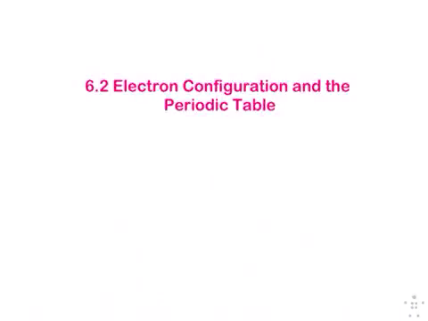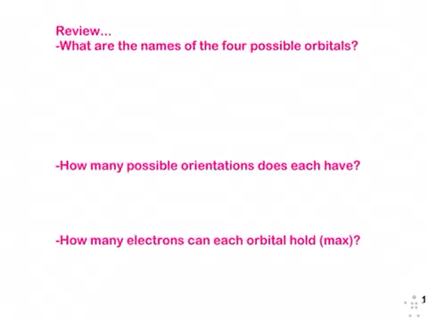This is the electron configuration in the periodic table. This is basically what we did last chapter if you didn't use the diagonal Aufbau method. And so we're going to throw in a few fun facts with each family on the periodic table. So to review, what are the 4 possible orbital names?